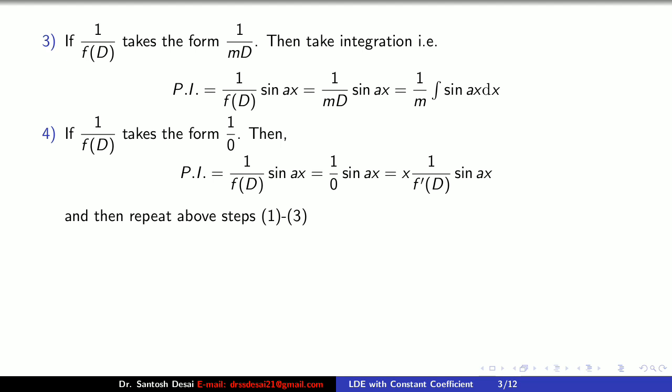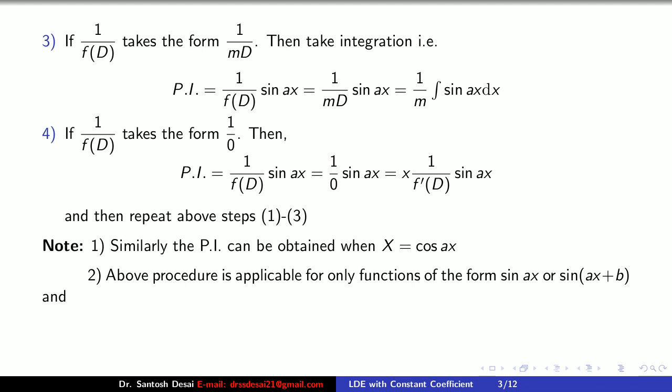So you will get the particular integral when X is equal to sin ax or capital X is equal to cos ax. Now here we have to note some things. First, this method is applicable for sin x and cos x. Whatever procedure we have just discussed, you can apply the same when RHS is equal to cos ax also. Second, the above procedure is applicable for only functions of the form sin ax or sin of ax plus b, and cos ax or cos of ax plus b.